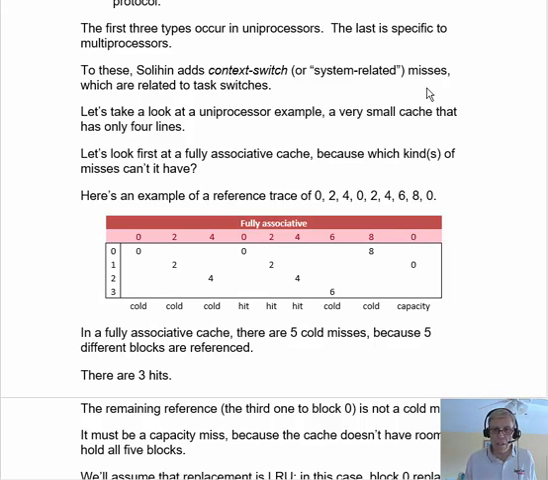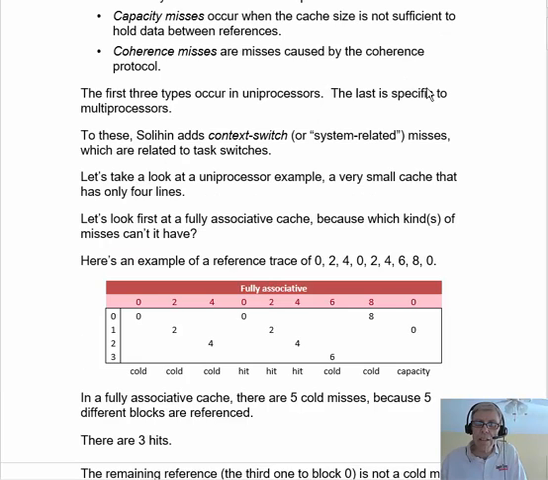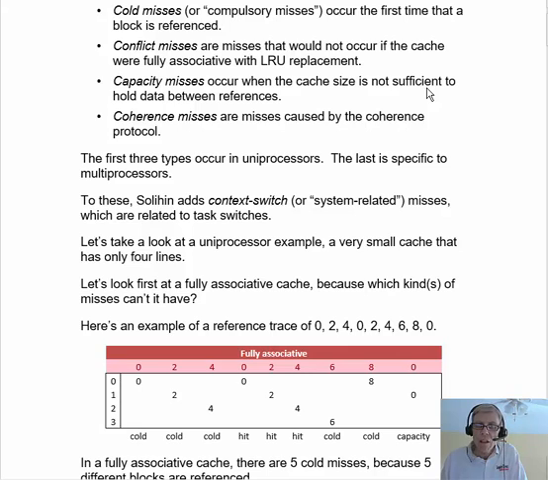Let's start out by looking at a small example based on uniprocessors, a cache that has only 4 lines. Let's assume first of all that the cache is fully associative, and that's significant because it can't have one of the 4 kinds of cache misses. And if you look at it, I think you can tell that it can't have any conflict misses because it is fully associative, so we know that no block is thrown out simply because it conflicts with another block in the set. It has to be thrown out because there's just not room for it in the cache.